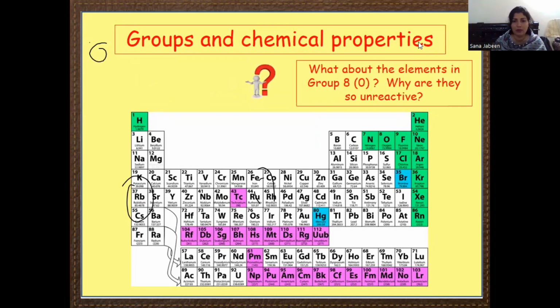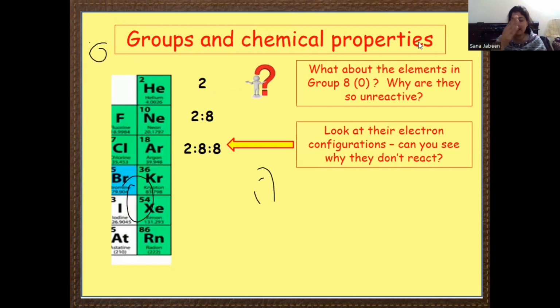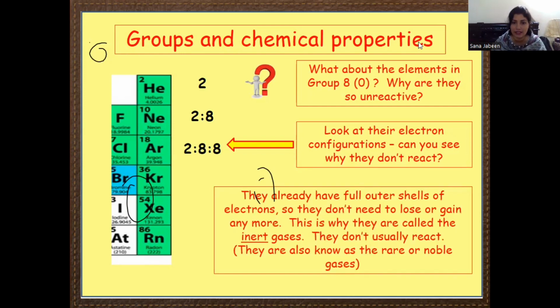But group 8, why are they unreactive? You can see here in the diagram the electronic configuration. The first shell contains 2 electrons. So the first one, helium, has 2 electrons in the outermost shell, which is completely filled. Neon has 8 electrons in its outermost shell. In the same way, argon has 8 electrons. So the outer shell is completely filled. That's why they don't need to react with anything else. They don't usually react, and we also call them rare or noble gases.